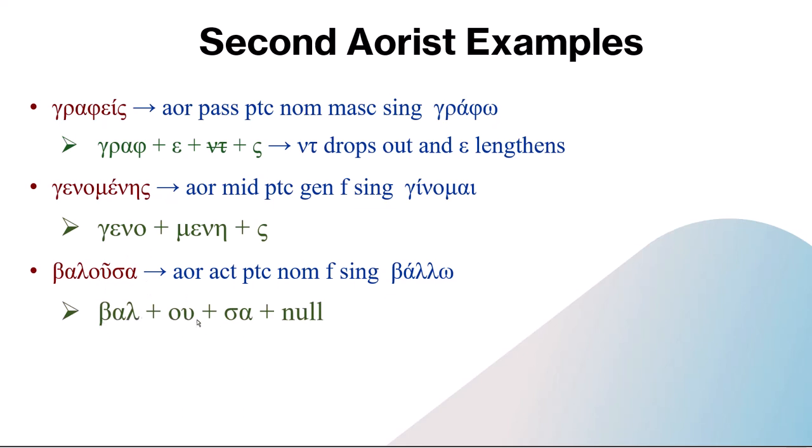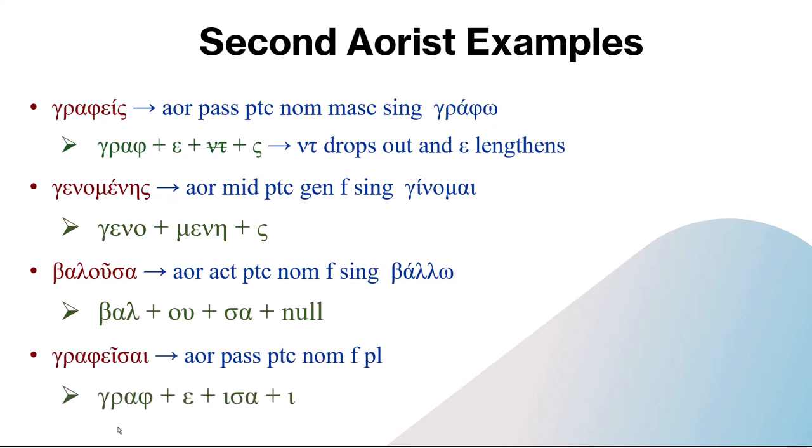So we just have balu, sa, the null ending. And finally, we have graphesi. This is similar to the first one, and it's an aorist passive participle. It's nominative feminine plural. So we have the second aorist stem, the epsilon connecting vowel, and then the participle morpheme. Finally, the ending, and we get graphesi.